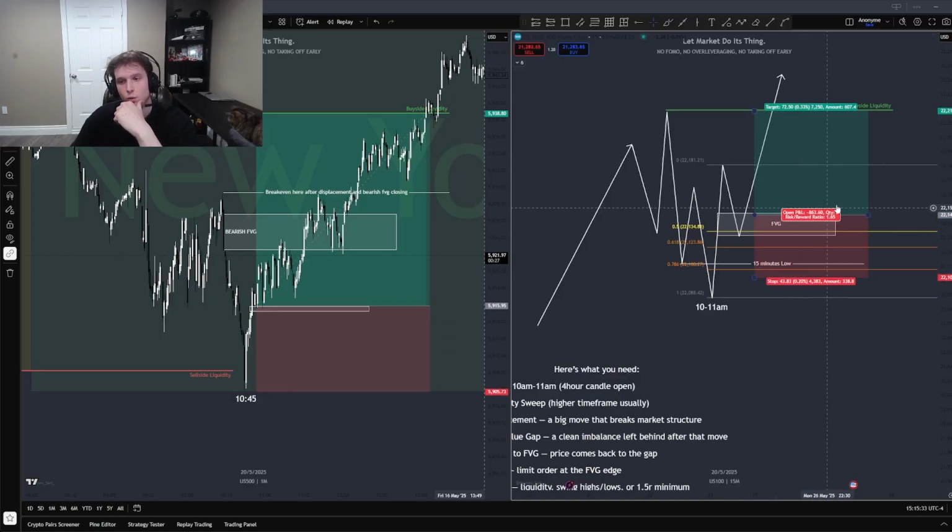So this trade would be a 1.6 RR, which is fine. People preach high R multiples, but 1.5 R is perfect. This is a 1.65. That's fine.